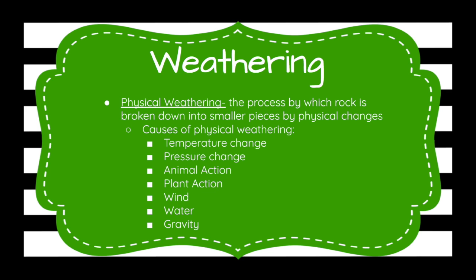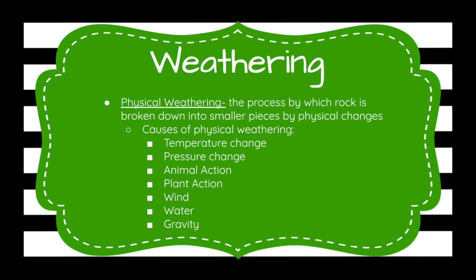All right, physical weathering. There are 2 types of weathering, physical and chemical. Physical weathering is the process by which rock is broken down into smaller pieces by physical changes. All you need to understand about weathering is that it's breaking down something. So think about having a rock in your hand and hitting it against a different rock and it breaking into pieces. That right there is weathering. The breaking down of materials is weathering.